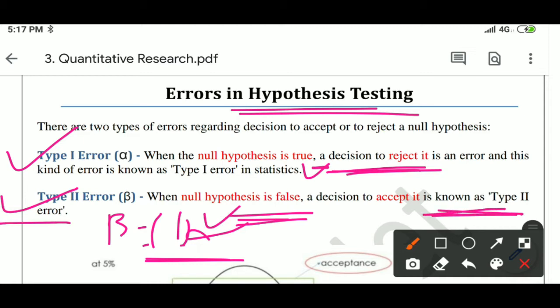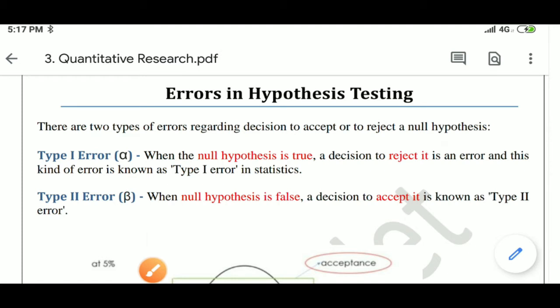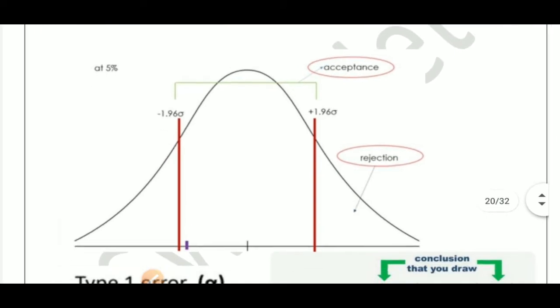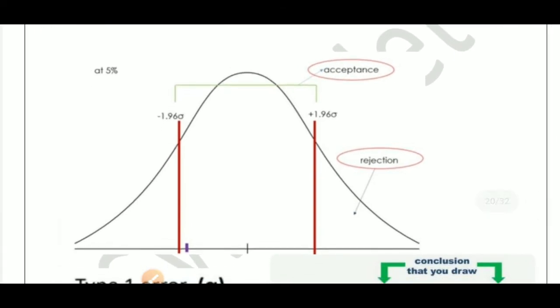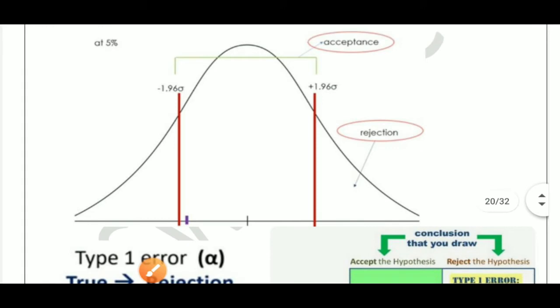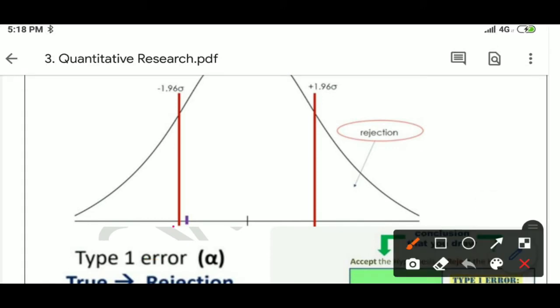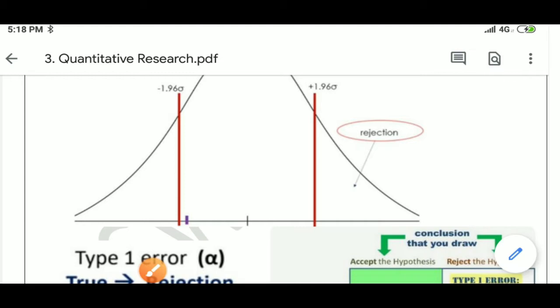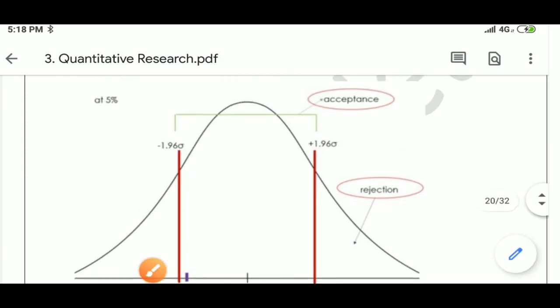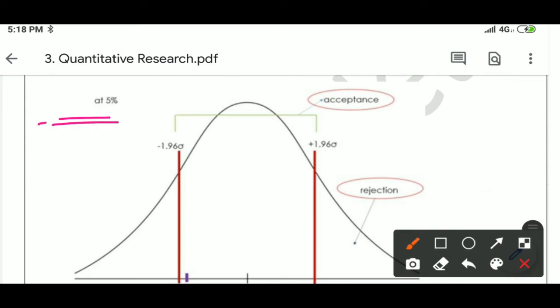It is very difficult to learn this simply, but by taking a simple example on the graph, we will easily understand. Like by taking this graph, for example, a researcher takes the significance level of 5%. That means the area from minus 1.96 to plus 1.96 sigma is the acceptance region. Your null hypothesis will be accepted if your value comes under this range, when the significance level is 5%.